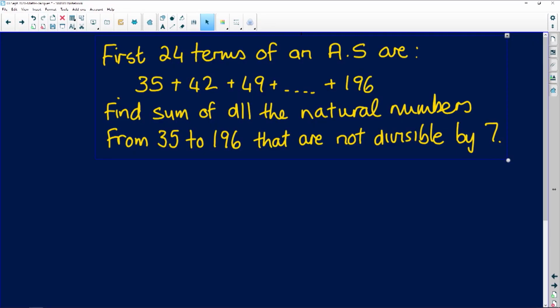Let's go to our next sequence question, which is also from Elaine. It says the following. The first 24 terms are given.